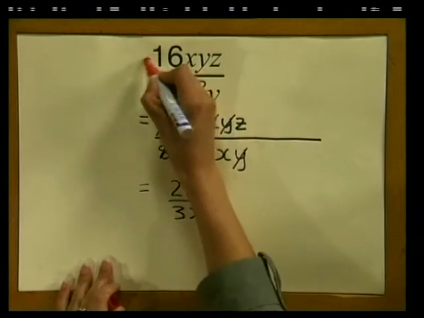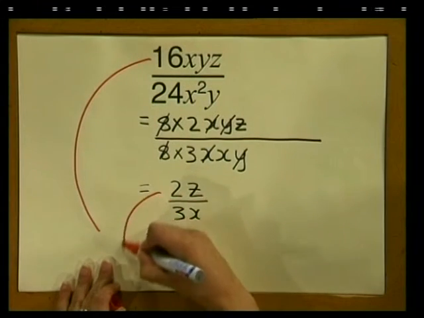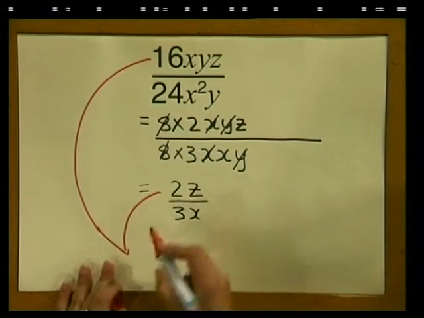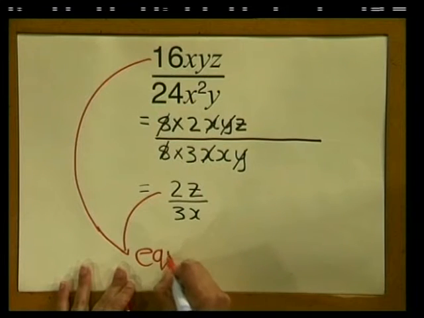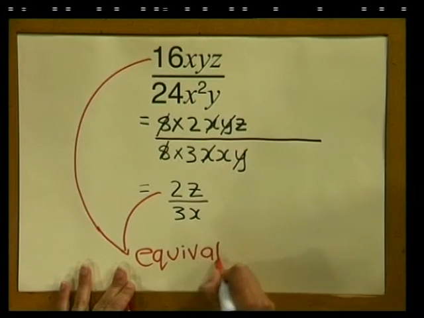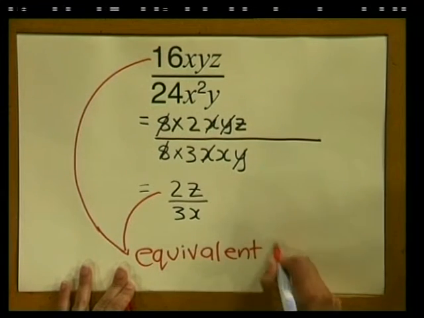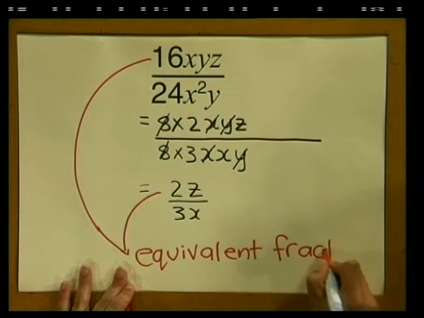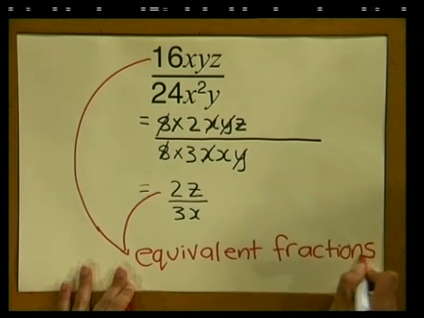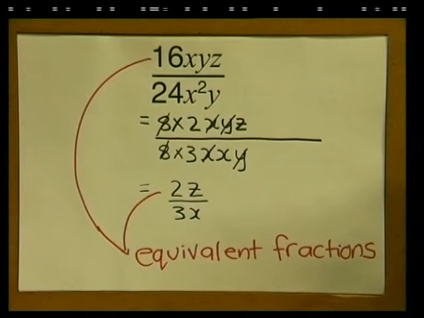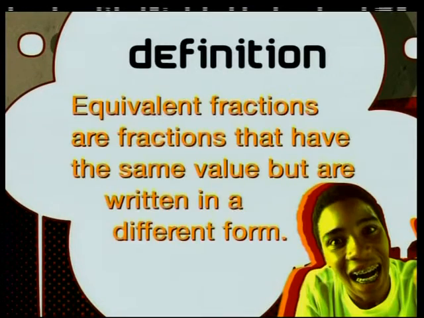Now, do you remember what we call these fractions? This fraction and this simplified form of the fraction are called equivalent fractions. Equivalent fractions are fractions that have the same value but are written in a different form.